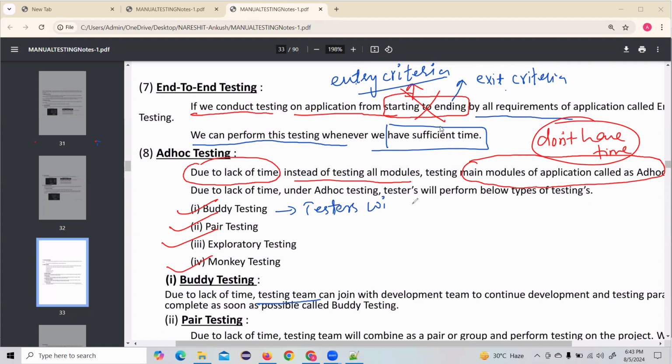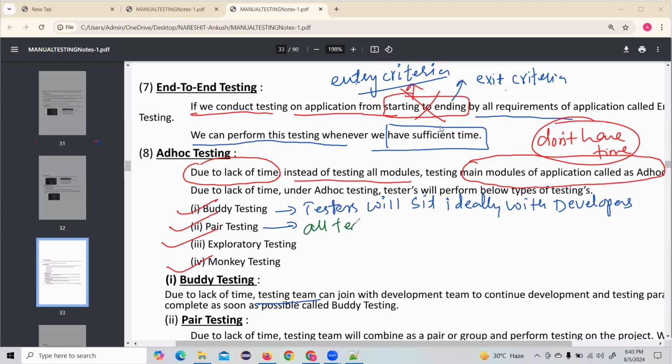Testers will sit ideally with developers. Pair testing. Due to lack of time, for sprint number one, two testers are there. For sprint number two, two testers. Like this, how many sprints are there? Five. So 5 into 2, how many team members are there?